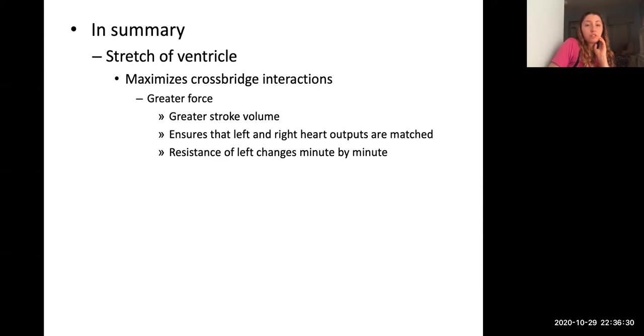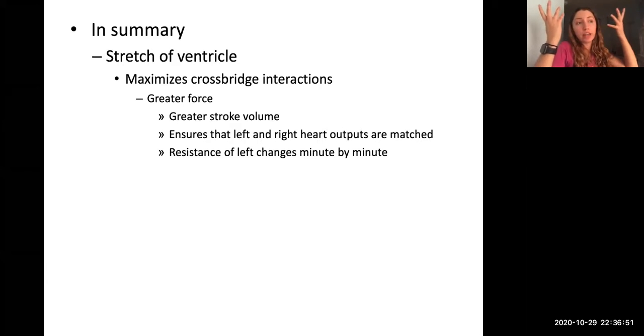The stretch of the ventricle will maximize cross-bridge interactions, meaning the actin and the myosin. Because it maximizes them and lines them up perfectly, the force of contraction is greater, and this allows more blood to be expelled through the semilunar valve into the aorta.